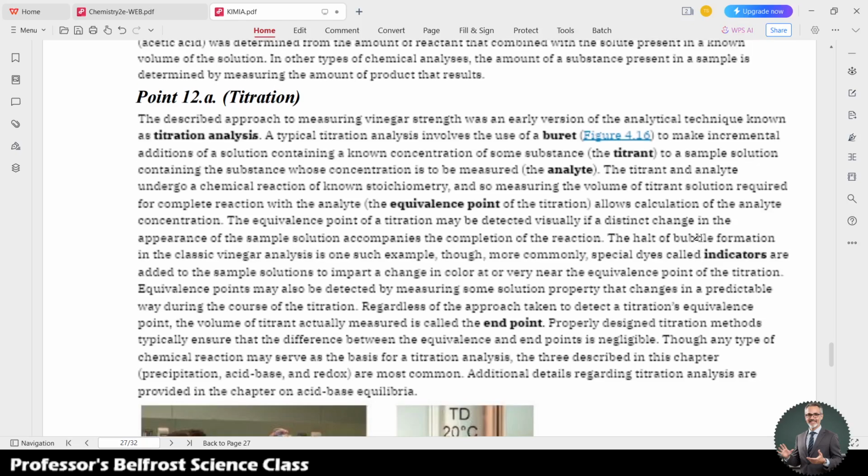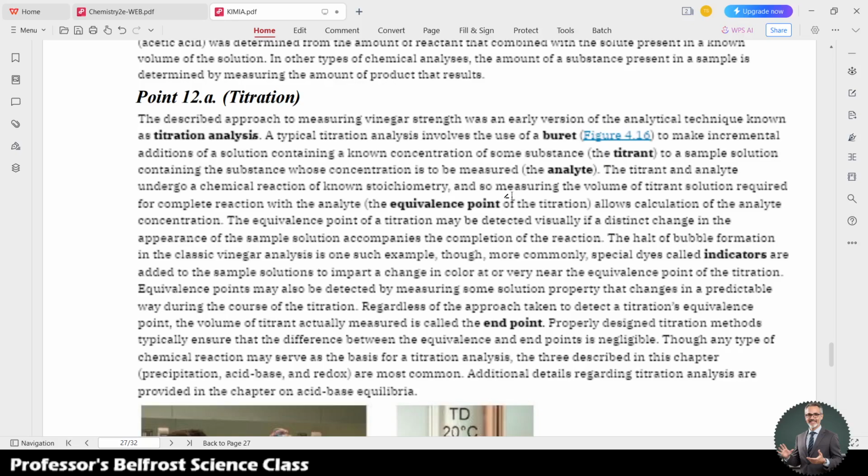This is called a burette, used to make an incremental addition of a solution containing a known concentration of a substance, which is the titrant, to a sample solution containing the substance whose concentration is to be measured, which is the analyte. The titrant and analyte undergo a chemical reaction of known stoichiometry, and so measuring the volume of titrant solution required for complete reaction with the analyte at the equivalence point of the titration allows calculation of the analyte concentration.